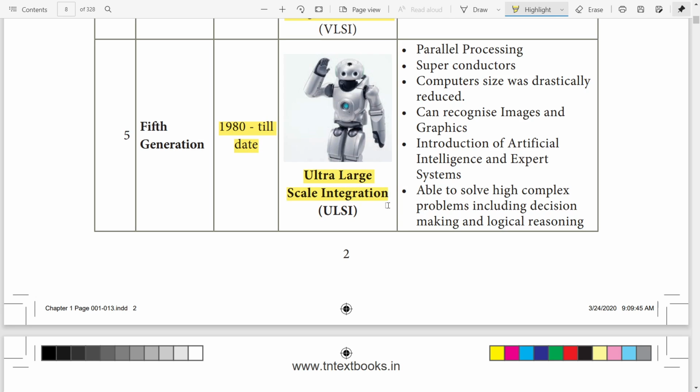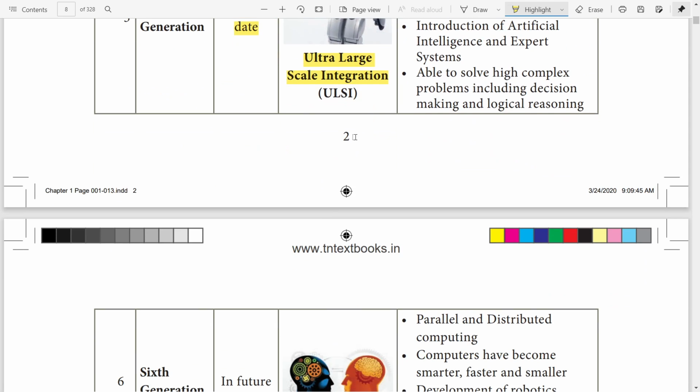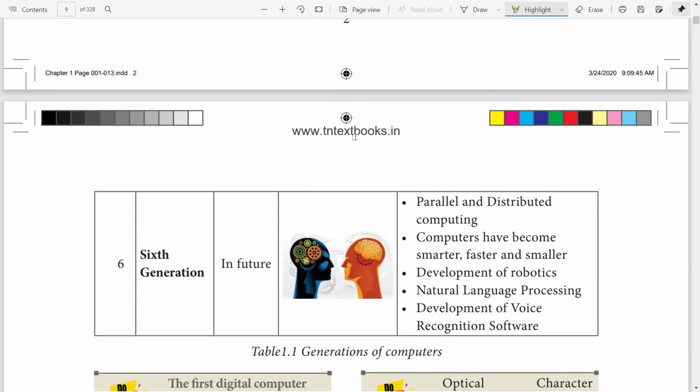Ultra large scale integration, automation, parallel processing, superconductors, computer sizes drastically reduced like laptop, palmtop, can recognize images and graphics, introduction to artificial intelligence and expert systems able to solve highly complex problems including decision making and logical reasoning. A robot can act according to our instruction.